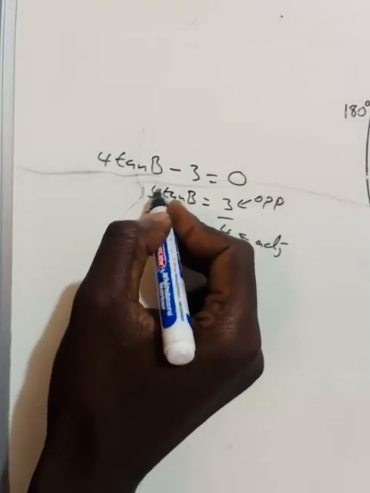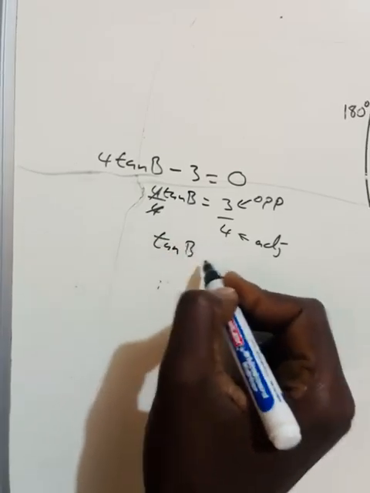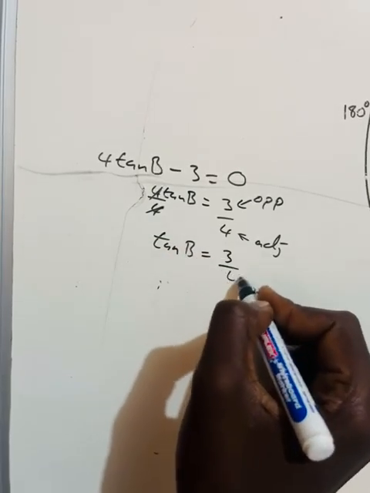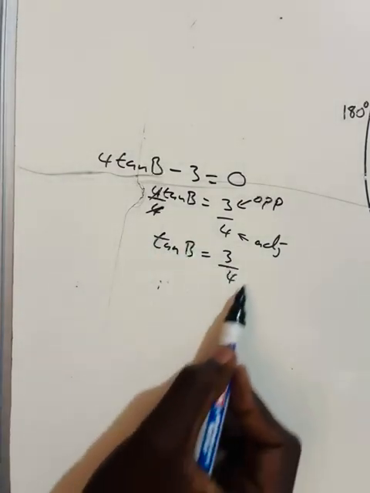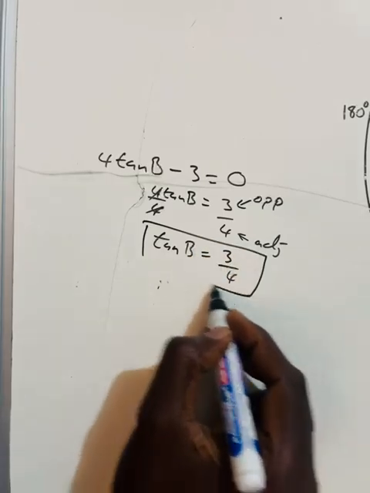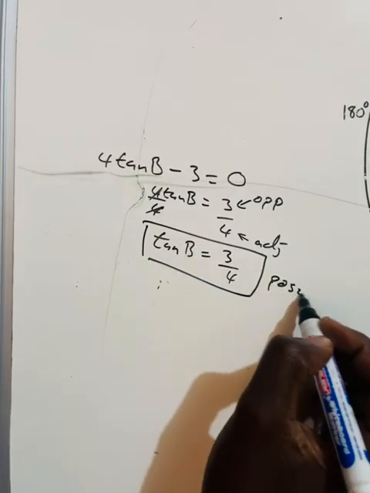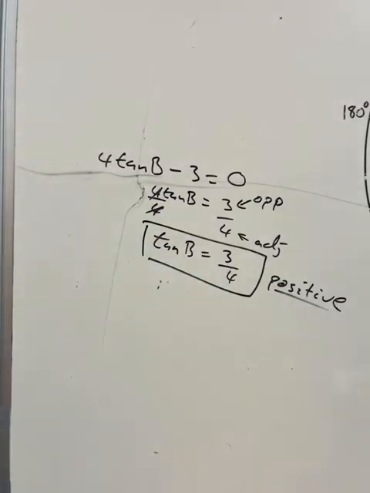In other words, this divided by that, we are now left with tan angle b is equal to 3 over 4. In other words, the angle of tan, this angle, is positive. That's what this rearrangement is telling us. The tan is positive. Let's go to the restriction. Let's continue with the question.